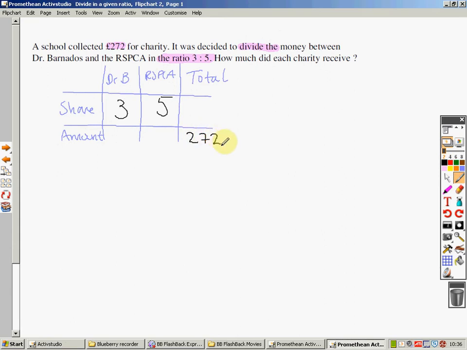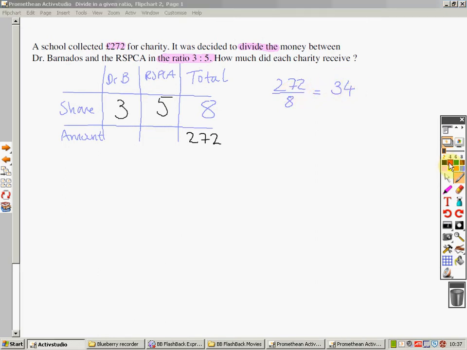Going back to the work, I've got to work out the shares were 3 and 5, which gives me a total of 8 shares altogether. Now, I know those 8 shares came to £272. So I'm able to work out what each share would be worth by doing 272 divided by 8. So I'm going to write 272 divided by 8, and it equals 34.